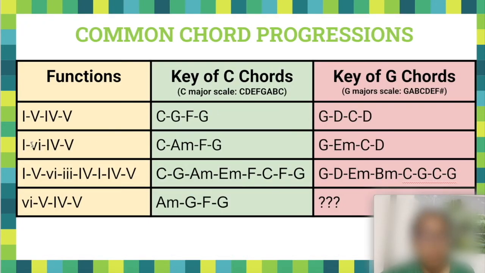Now we have another common chord progression, 1, 6, 4, 5. In the key of C, that would be C, A minor, F, G. In the key of G, that would be G, A minor, C, D.